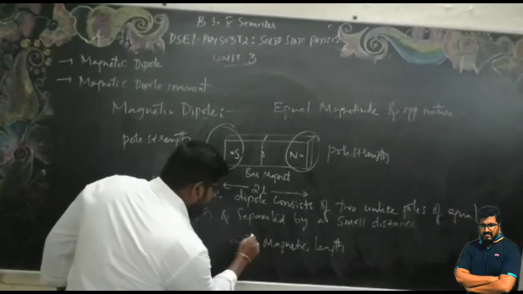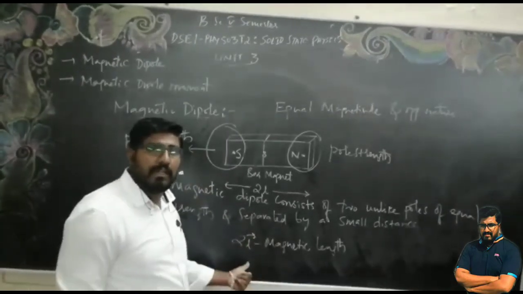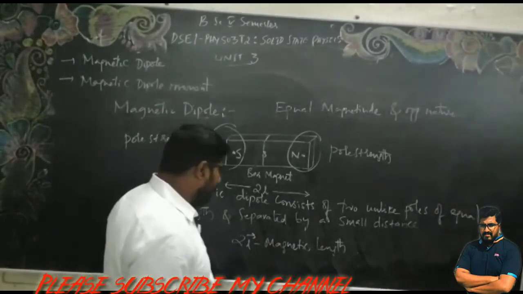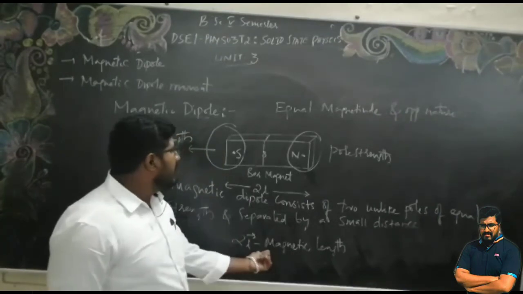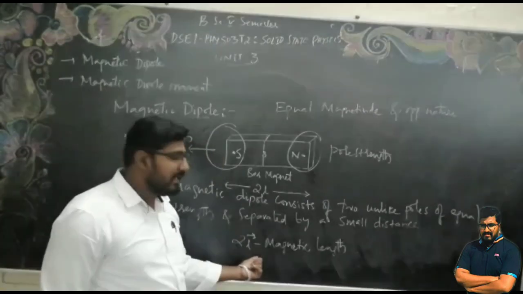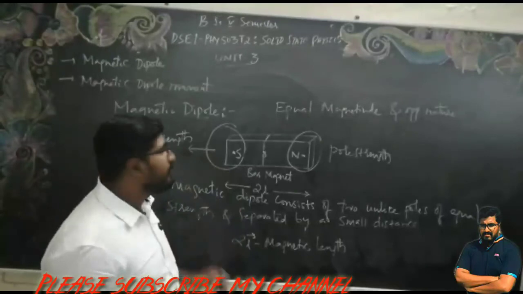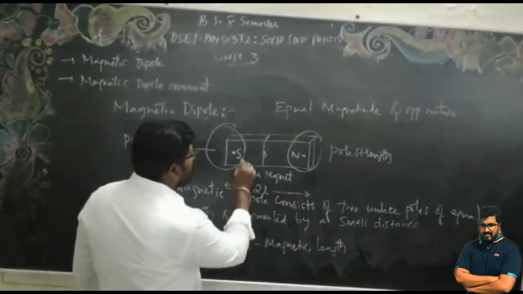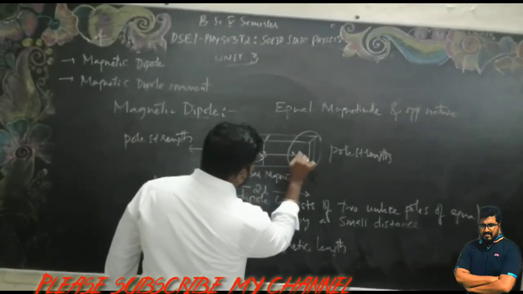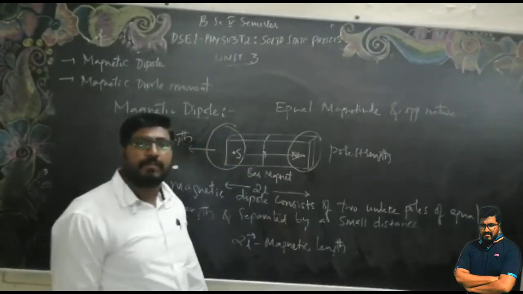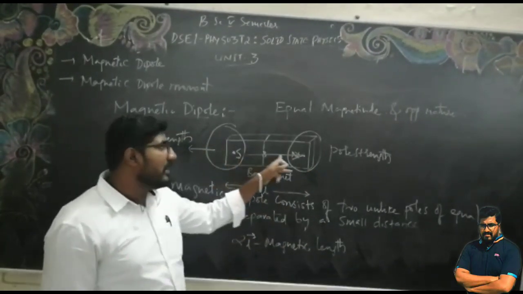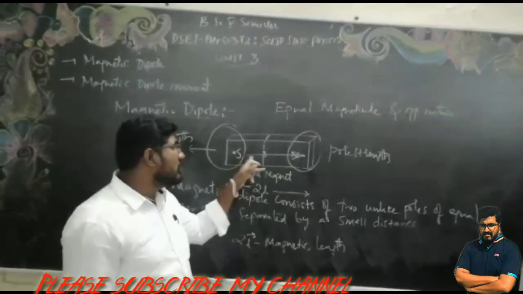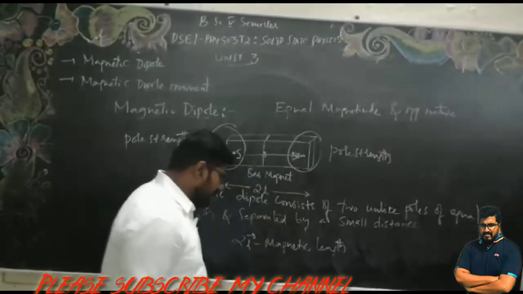So the magnetic length 2L is actually a vector quantity, and in the case of this magnetic dipole, the direction of the field is always from south to north. It is always moving from south to north. Just keep it in mind.